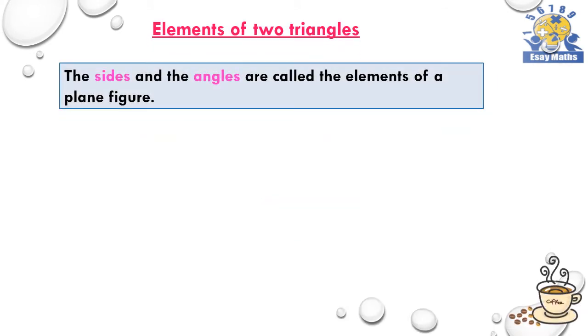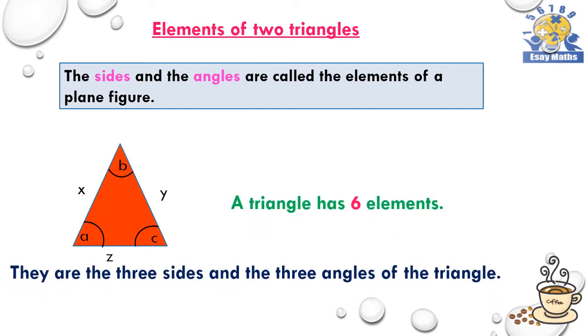Elements of triangles. The sides and the angles are called the elements of a plane figure. Here you can see a triangle with three interior angles and three sides. So, a triangle has 6 elements.